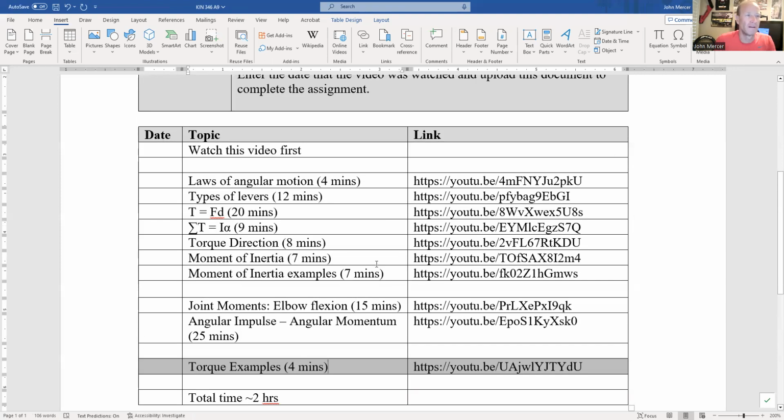Okay, so this actually will move a little fast, but we're moving fast for this module because we already have our understanding of linear kinetics, and now really the new things are moment arm and moment of inertia in this module, and then thinking about how these forces are causing angular motion.